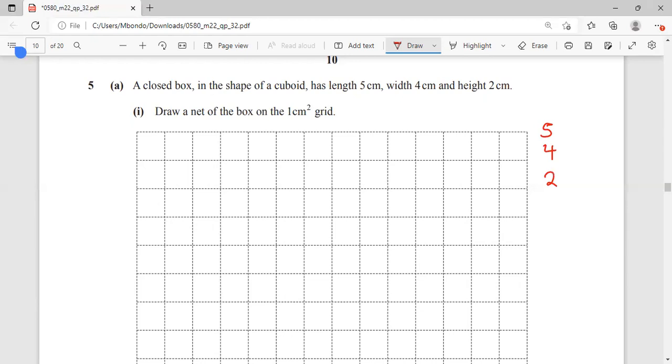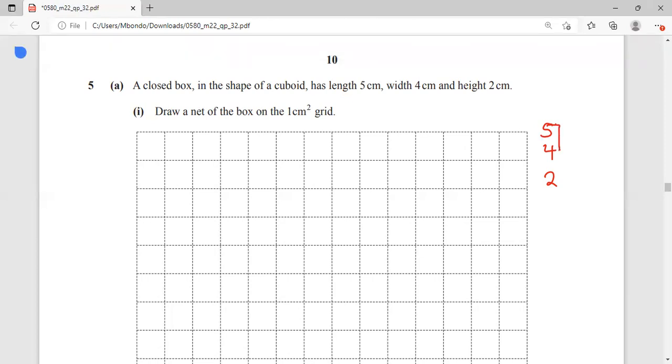Okay. So now, if you follow what these people are saying here, you know that a cuboid has how many faces? Has got 6 faces. Yeah, 6. 1, 2, yeah, 6 faces. So those 6 faces, we're going to have the base, which we can actually say is going to be a 5 by 4.